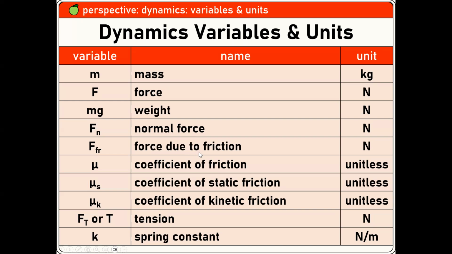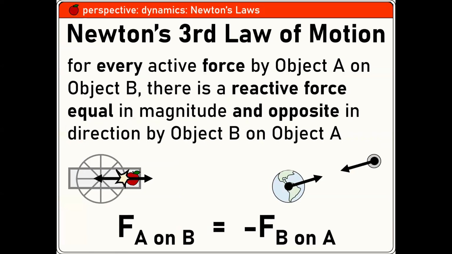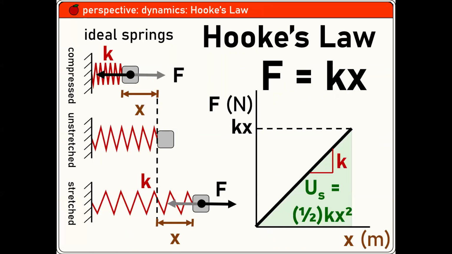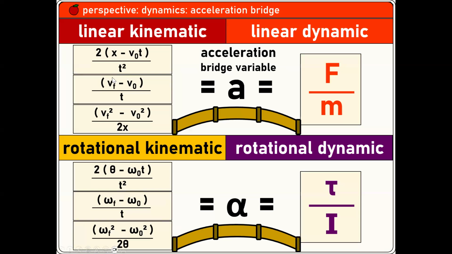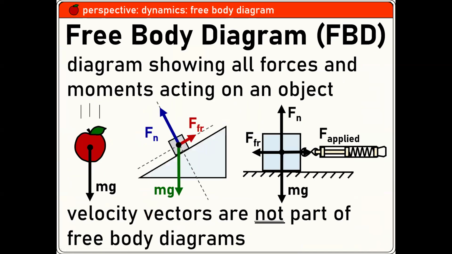You guys got variables and units here, more variables and units. You guys got Newton's laws of motion, 1, 2, and 3. Know those, of course. Acceleration is bridging kinematic motion, and now Newton's second law of motion is dynamics. Got that. You guys know Hooke's law. That's your spring scales right there.